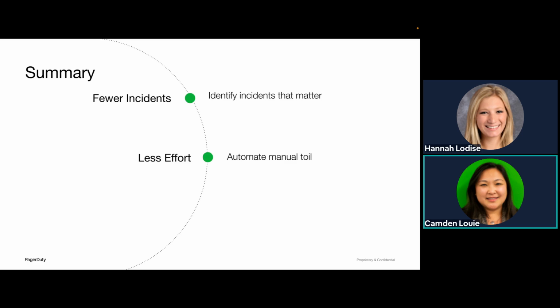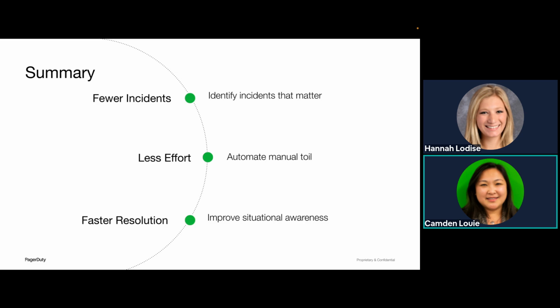The second is to expend less effort. So we want to see how we can automate our manual toil. So remember, those orchestrations that Hannah guided you through really allow for thresholding of alerts. It allows you to apply priorities and to add context and runbooks to help responders spend less time researching, doing some of those manual repeated pieces.